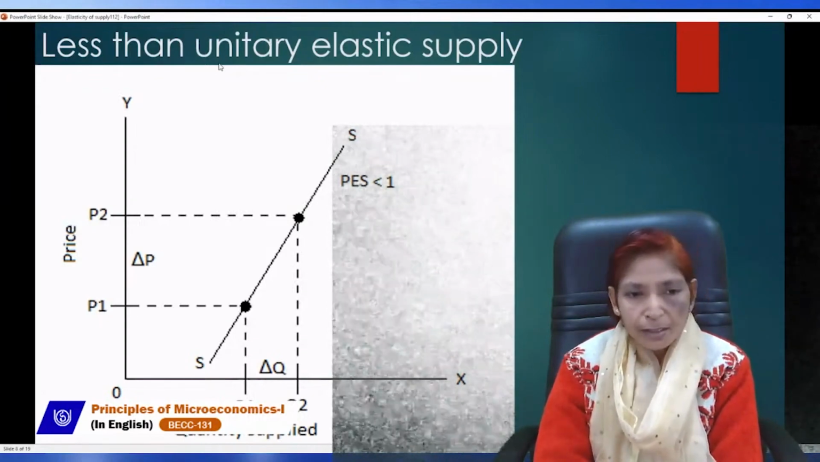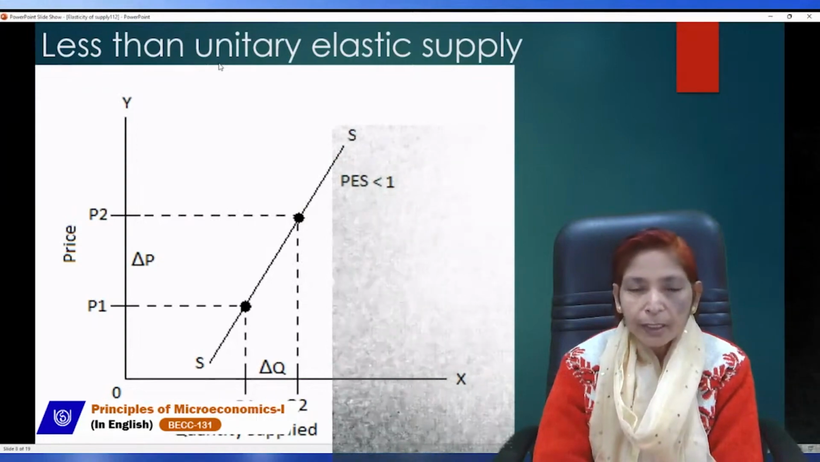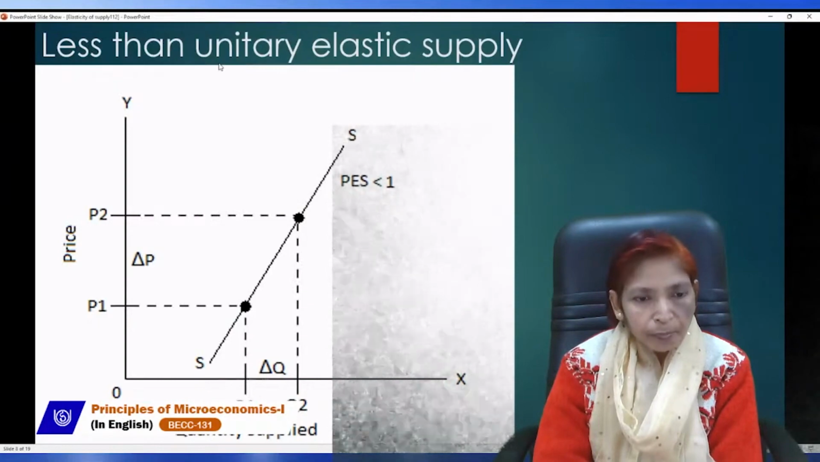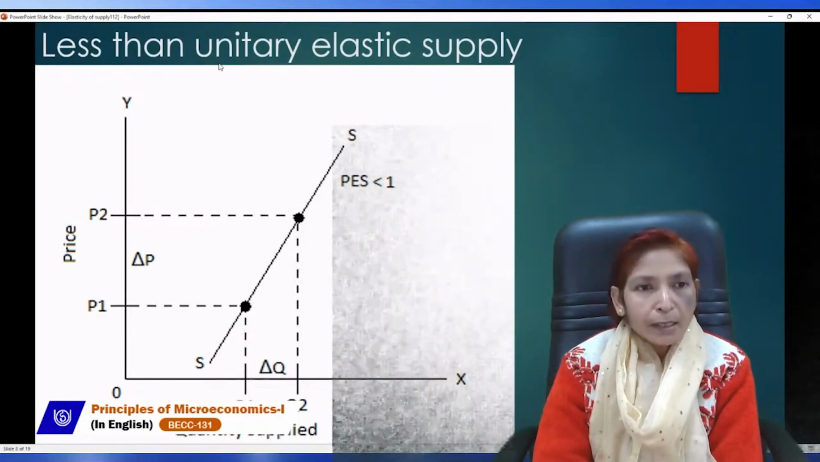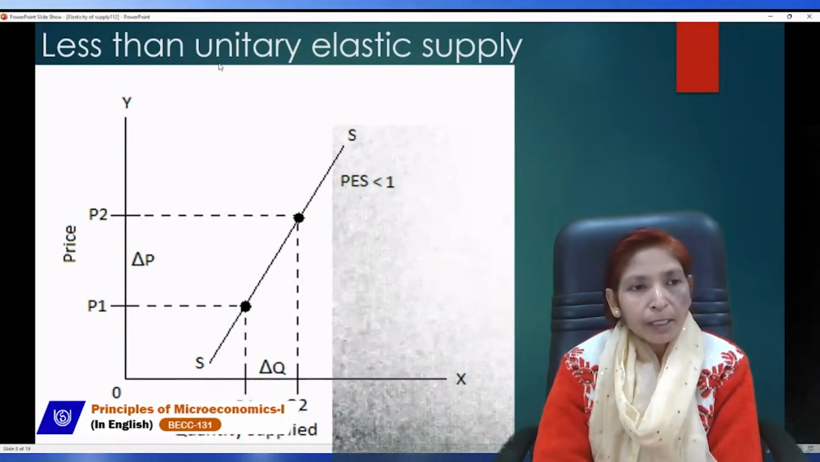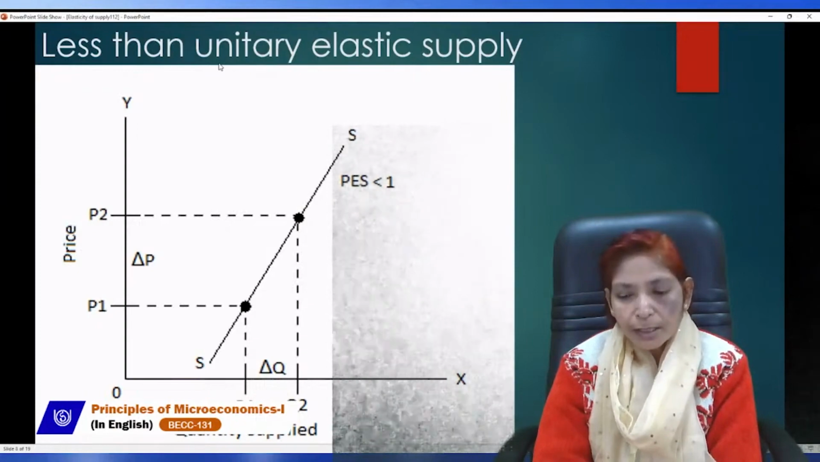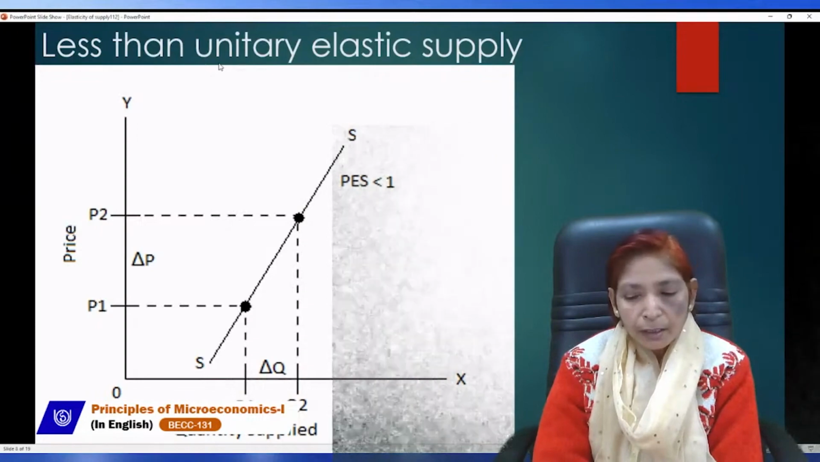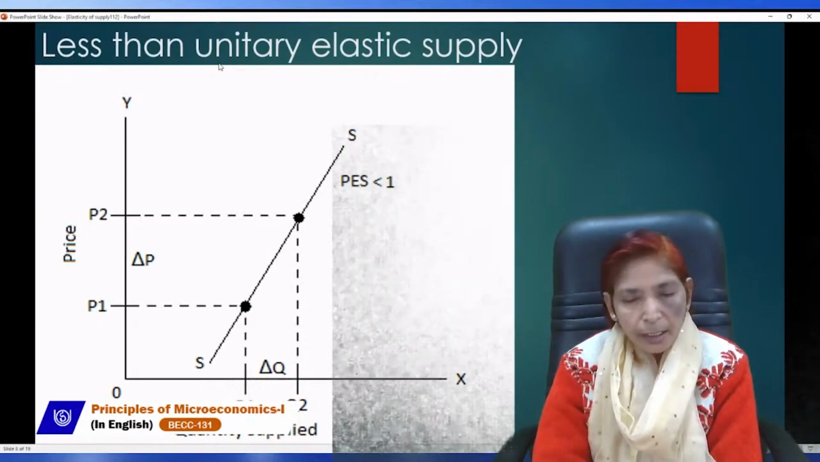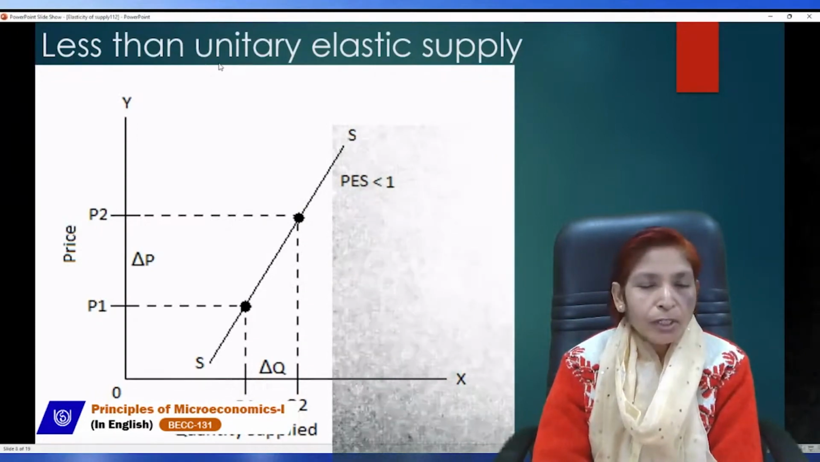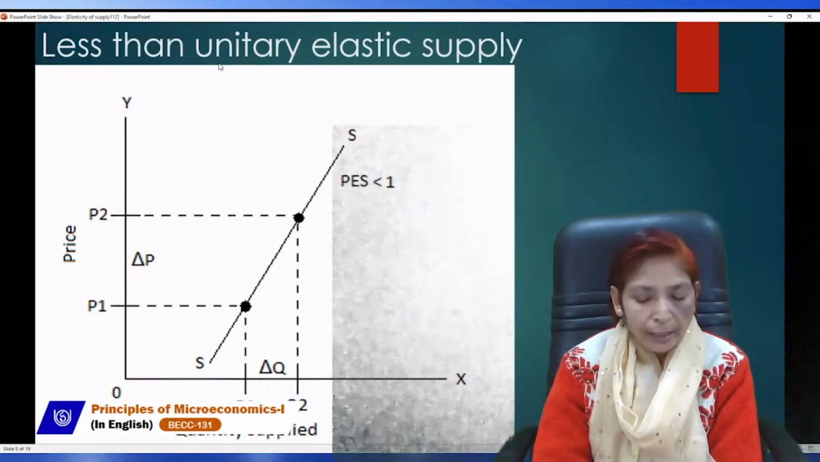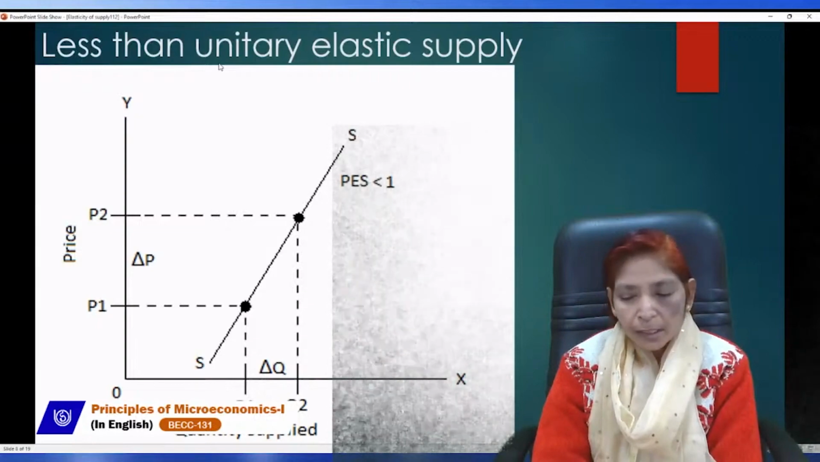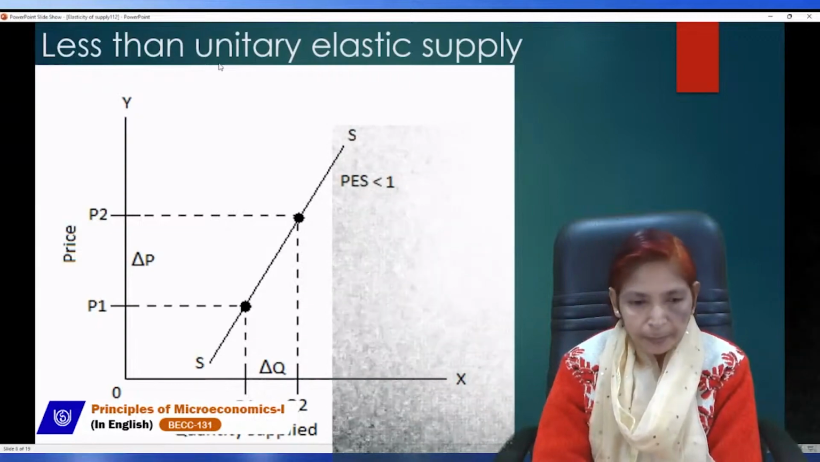So these are the degrees of elasticity of supply. One is perfectly elastic supply, second is perfectly inelastic supply, third is unitary elastic supply, fourth is greater than unitary elastic supply, and last is less than unitary elastic supply. These degrees are very important in elasticity of supply, and you can show all the degrees with the help of these diagrams. Then the difference between these degrees will be clear.